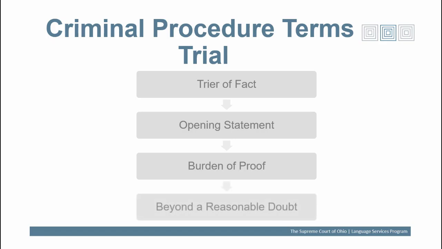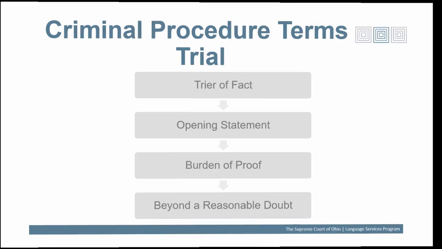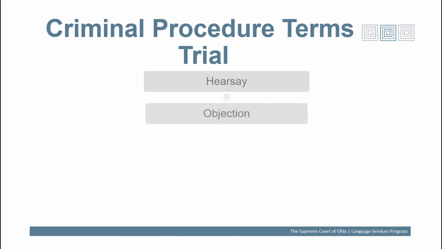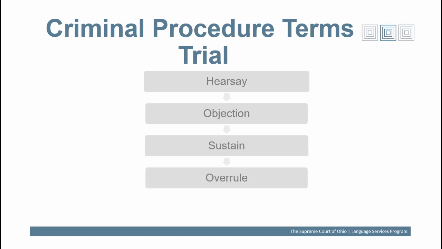Beyond reasonable doubt, evidence that is beyond reasonable doubt is the standard of evidence required to validate a criminal conviction. Hearsay, a statement by someone to a witness who, while testifying in court, repeats the statement. Objection, type of protest made in court or during a deposition against a witness's testimony or a piece of evidence. Sustain or overrule. When an objection is sustained, the judge has determined that it is a valid objection. When an objection is overruled, the judge has determined the objection is invalid.